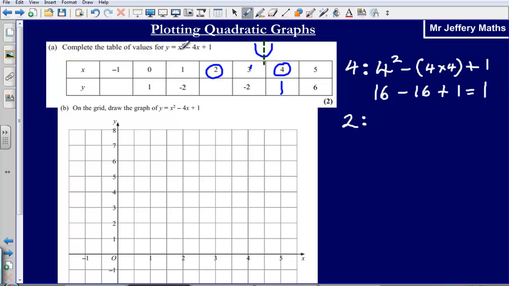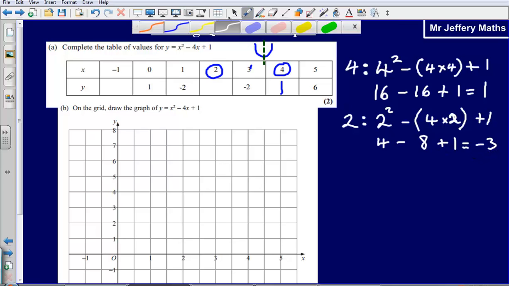Substituting 2 into this equation, it becomes 2 squared, so just replacing the x's with the number 2, minus 4 lots of our x. Our x for this one is going to be 2, so 4 lots of 2, and then plus 1. So let's work this out. 2 squared, 2 times 2 gives us 4, minus 4 times 2, that gives us 8, then add 1. So 4 minus 8 gives us negative 4. Then add 1 onto negative 4, that takes us up to negative 3. So my value in this one here is going to be negative 3.